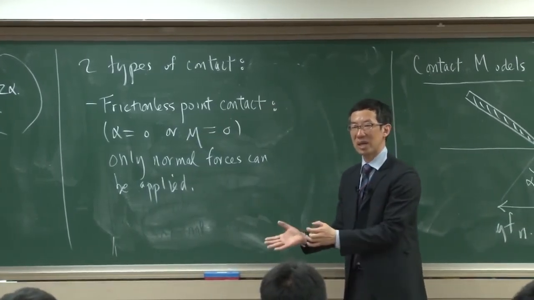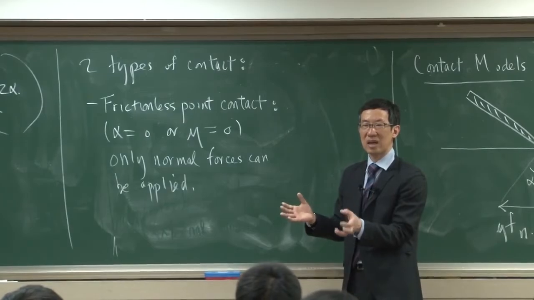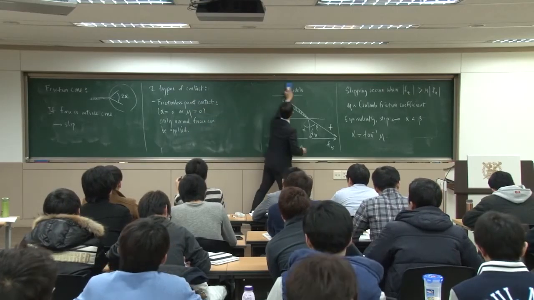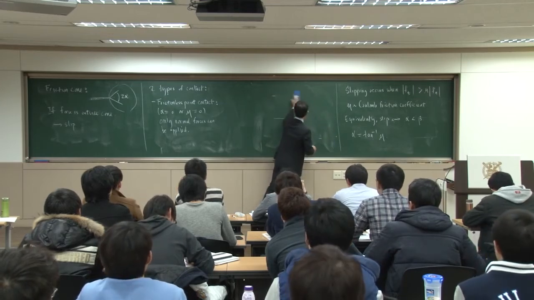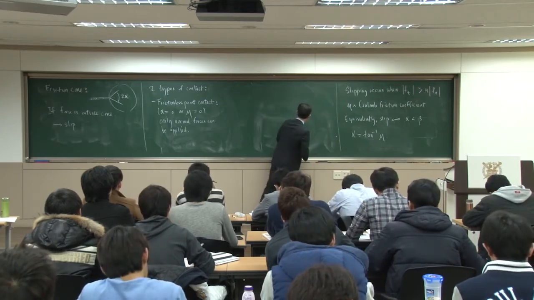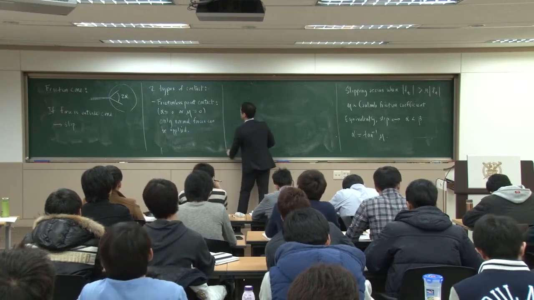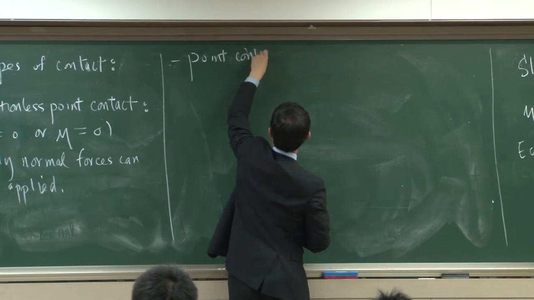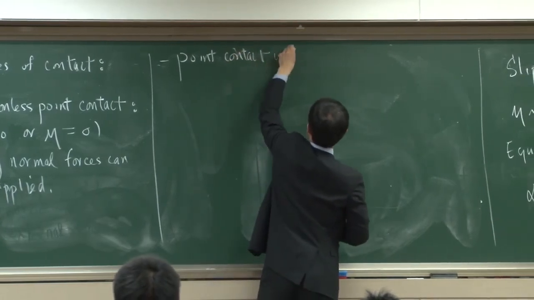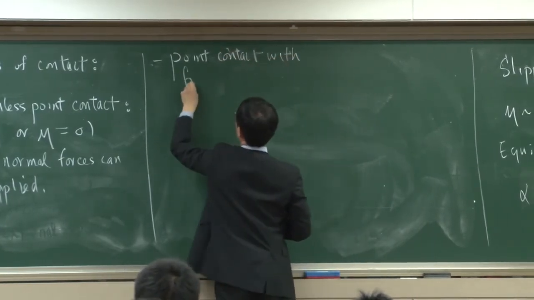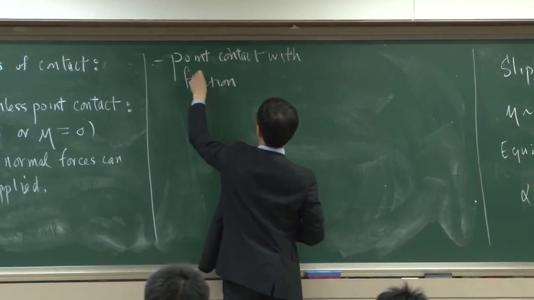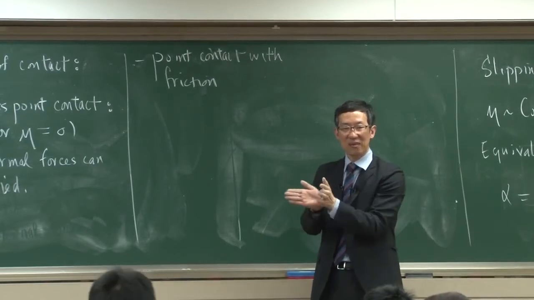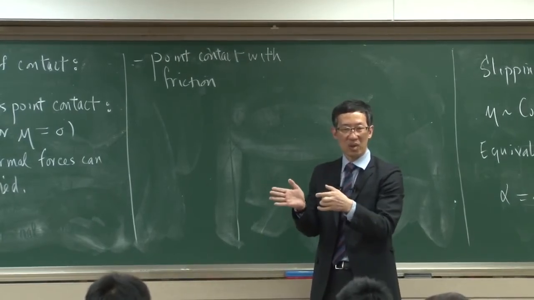The other case is the point contact with friction. Let's write that here. Same case, point contact with friction. Here forces have to be inside the friction cone in order for there to be no slip.